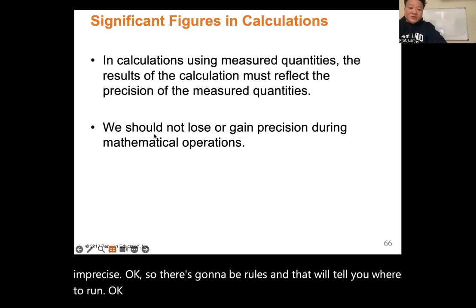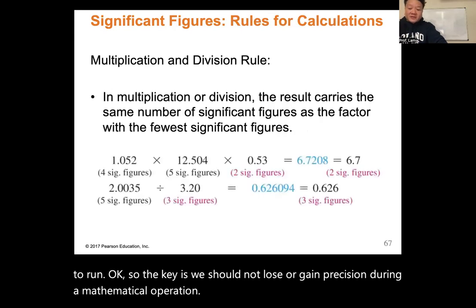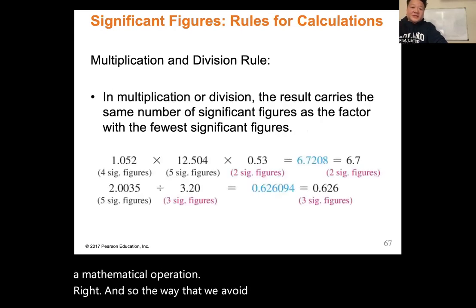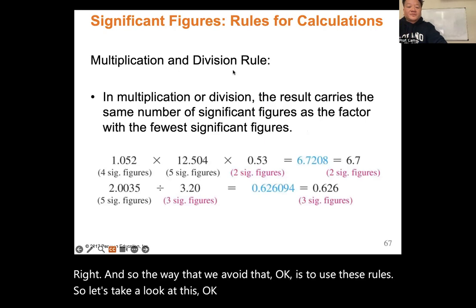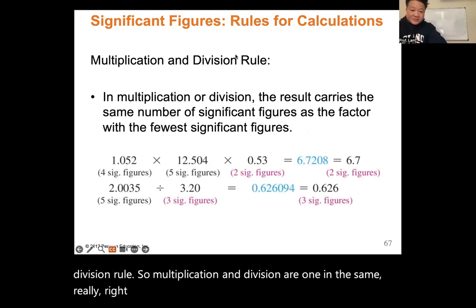So the key is we should not lose or gain precision during a mathematical operation, right? And so the way that we avoid that, okay, is to use these rules. So let's take a look at this, okay? The multiplication rule and the division rule. So multiplication and division are one and the same, really, right? So they have the same rule.